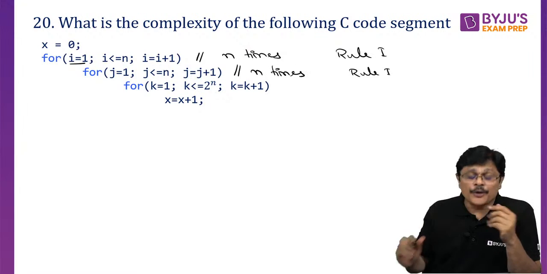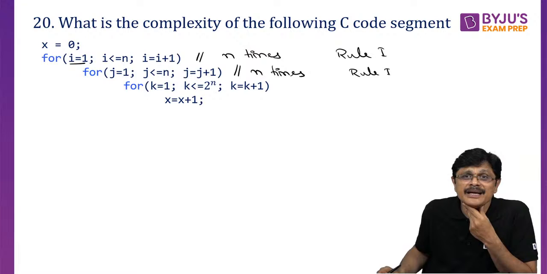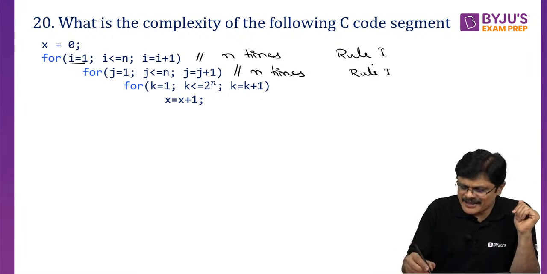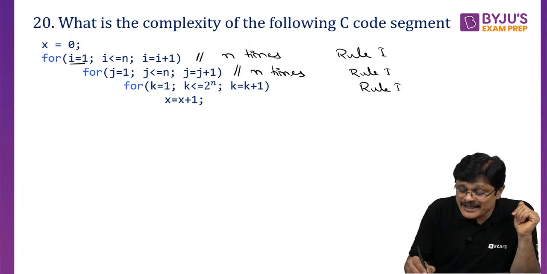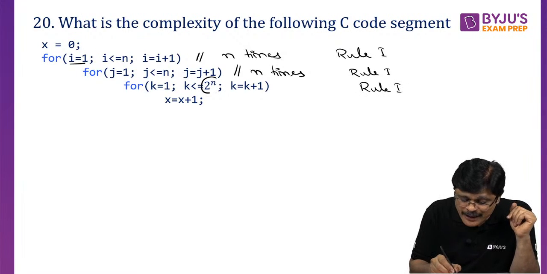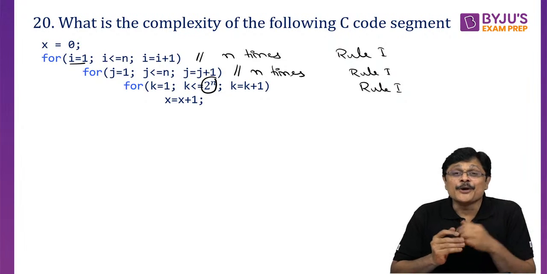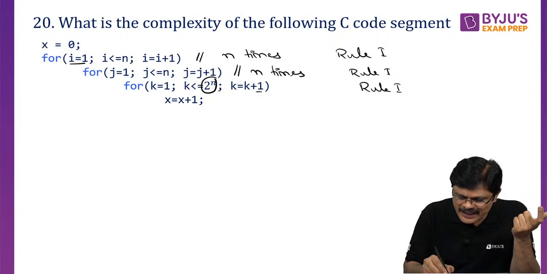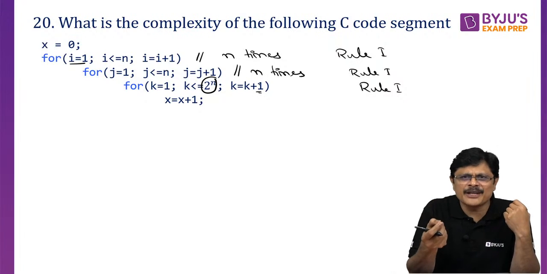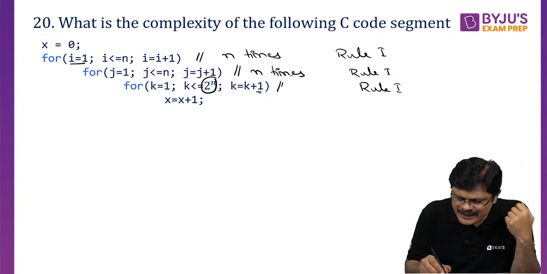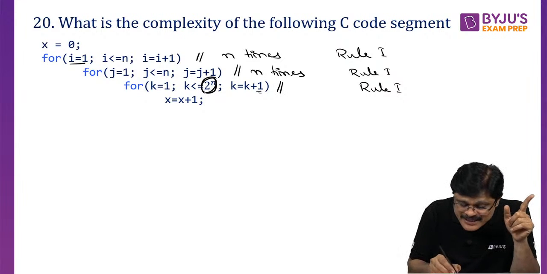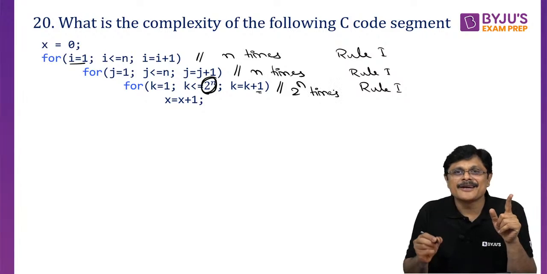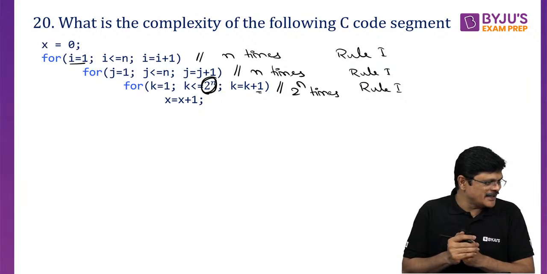Got it? Now what about this third loop? Yesterday I said I will start with this problem only. Hopefully you all tried it. Now again rule 1 only, but here there is a small variation. Instead of going up to n, you are going up to 2 power n, because you are incrementing every time by a constant value only. Therefore it iterates 2 power n times. Please remember that.